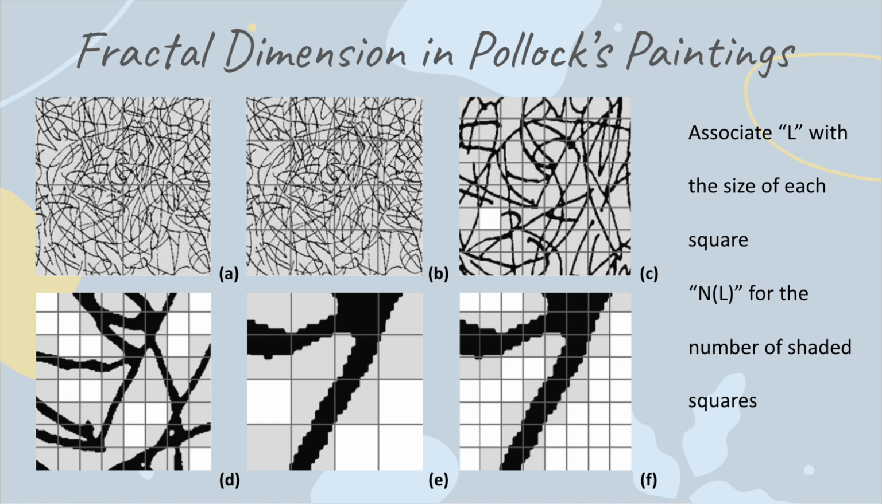And the squares that compose this grid, that mesh, get smaller. And as the squares decrease, you're able to analyze and capture the intricacies of the pattern more clearly. And so when they would calculate the fractal dimensions through this method, they would associate L with the size of each square in that mesh, and NL being the number of shaded squares.